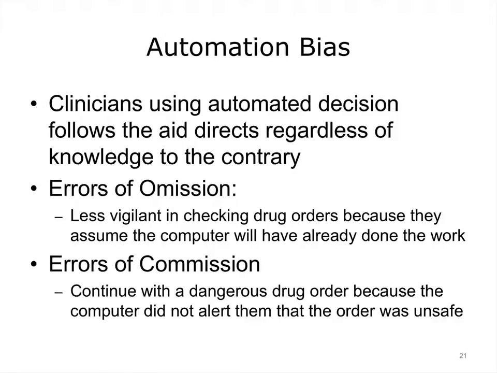Earlier in the lecture, we were introduced to decision biases. Biases reflect systematic deviations from normative standards and lead to skewed or imbalanced decisions. An automation bias is a preference to lean on technology. In this case, following the directions of a decision support system, even if those directions do not correspond with one's intuition or training. This can lead to 2 classes of errors. 1. Errors of omission, as in the case where a clinician is less vigilant in checking drug orders because they assume the computer will already have done the work. And 2. Errors of commission, in which clinicians tacitly assume that if they were not warned about a potentially dangerous drug order by the computer, then there is nothing to worry about.